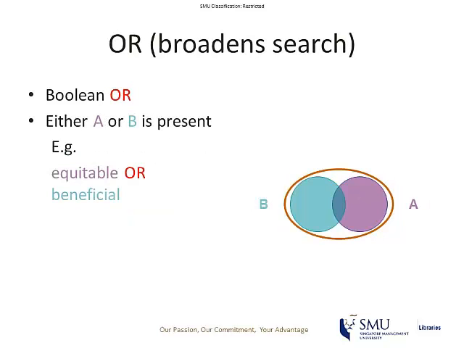The OR operator serves to broaden your search. You will use it when you want to specify alternative keywords or synonyms. For example, entering equitable OR beneficial will retrieve documents that have either the term equitable or beneficial. This function is also useful for abbreviations. If you are looking for cases involving DBS, you may use this to search for DBS or Development Bank of Singapore.